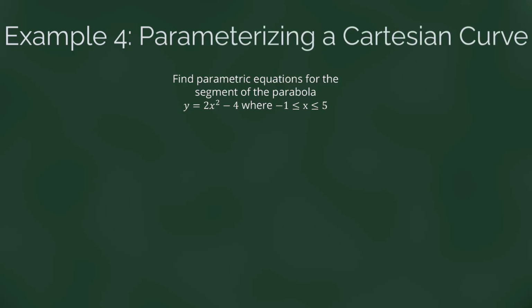Now, much like we did for the Ferris wheel early on, sometimes we want to take a Cartesian graph and consider motion along it by parameterizing it according to time. So let's see if we can parameterize this equation. We have the simple parabola y equals 2x squared plus 4, and x is the values between -1 and 5.